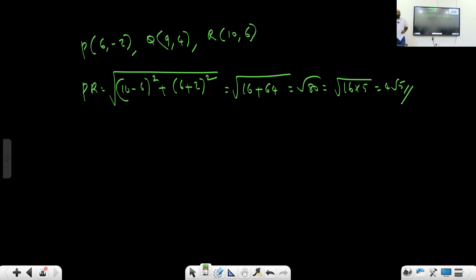Next, midpoint of P and R. Second one. I will find the midpoint of P and R. X values added by 2, Y values added by 2. Midpoint of PR, please find.